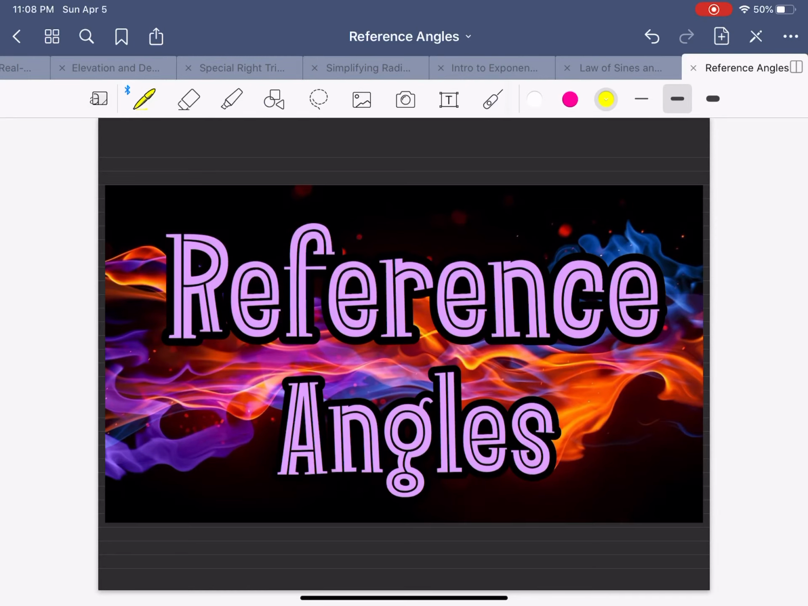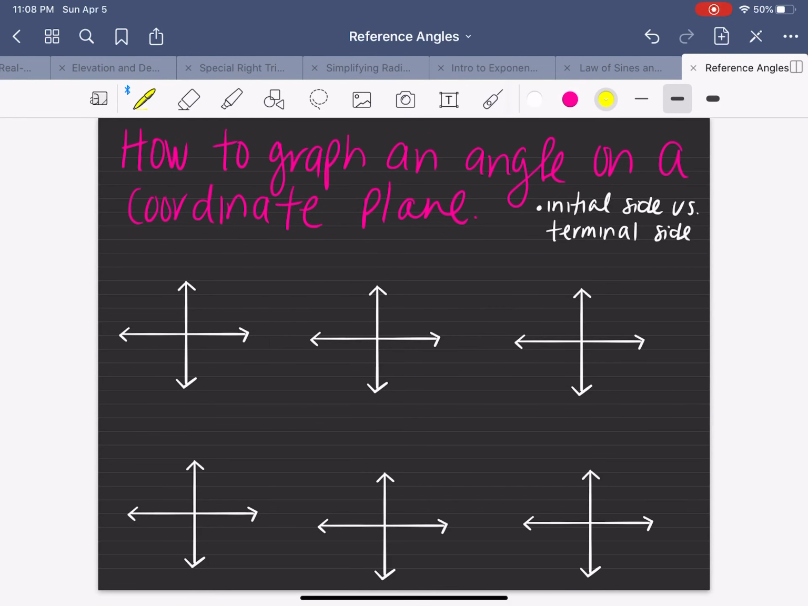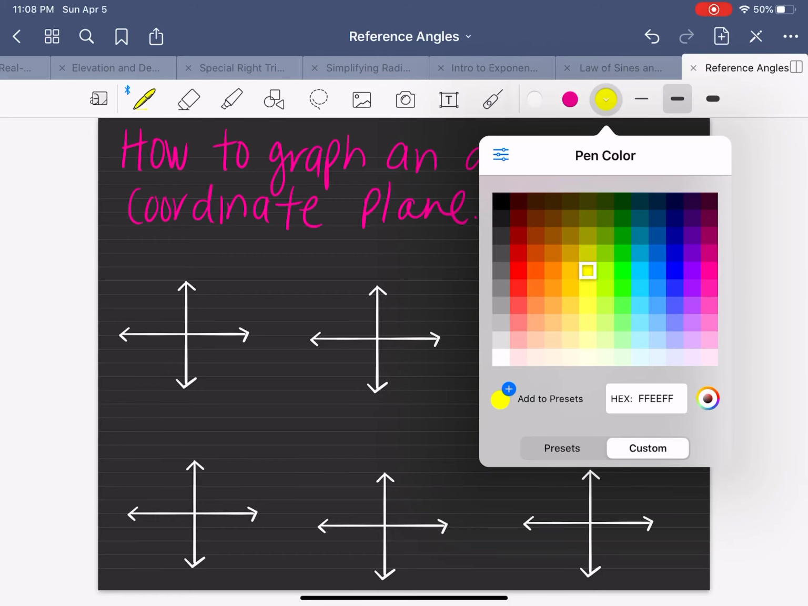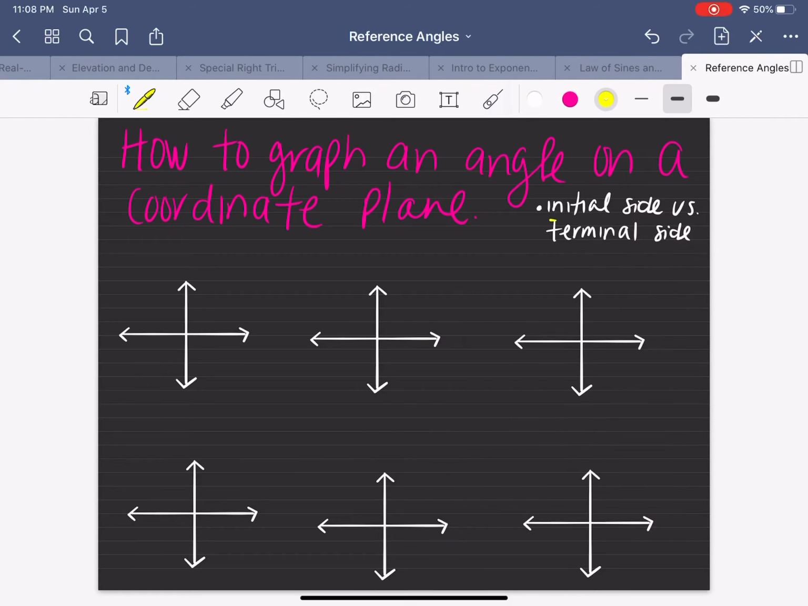Alright, in this video, I'm going to show you how to find reference angles. So before we start finding and identifying what reference angles are, let's first learn how to graph an angle on a coordinate plane. An angle on the coordinate plane has two sides. It has an initial side, in other words, where the angle starts, and a terminal side where the angle terminates, in other words, where the angle ends.